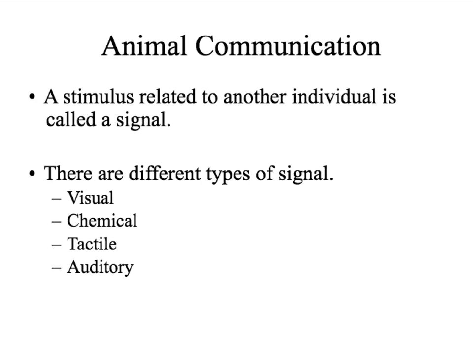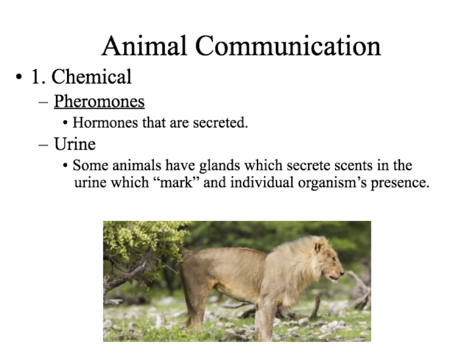So when we talk about animal communication, a stimulus related to another individual is called a signal. There are 4 different types of signals. We have visual, chemical, tactile, and auditory. So we talk about chemical signals. These are generally called pheromones.